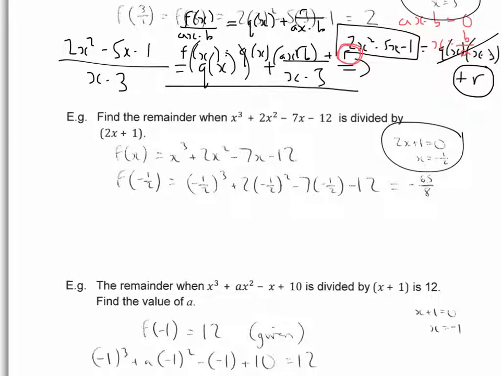That's a particularly difficult one to do because if you divide 2x into x cubed, you're going to get a half x squared times. So this remainder theorem is a much quicker way of digging out the remainder if that's all you're interested in.